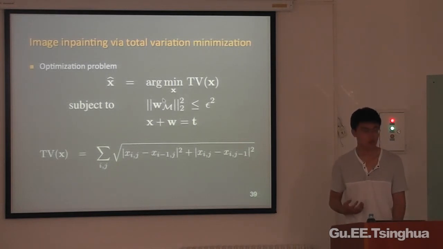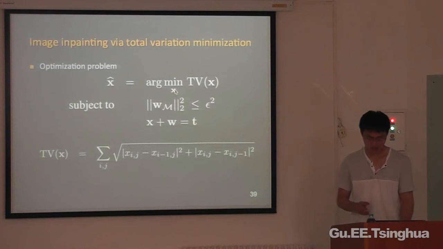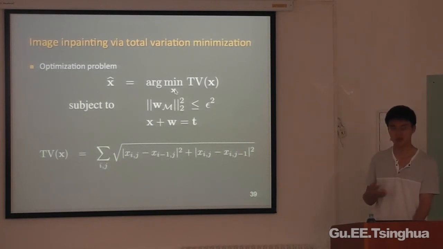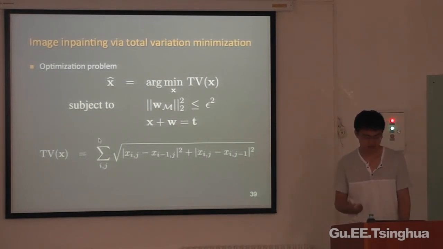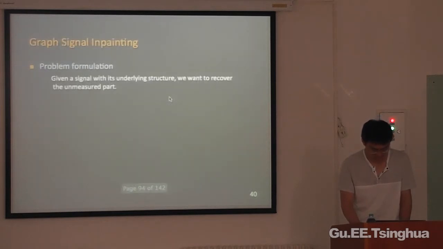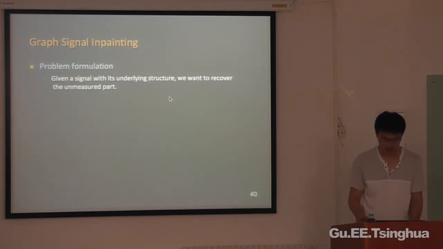That's how people do image painting. People spent 10 years on solving this problem, because it's L2 then L1, and you can always find a faster algorithm to solve it. But in general, this is a very general formulation to do image painting. And for graph painting, we can do a similar thing.